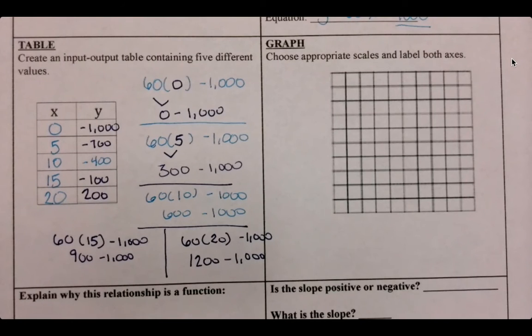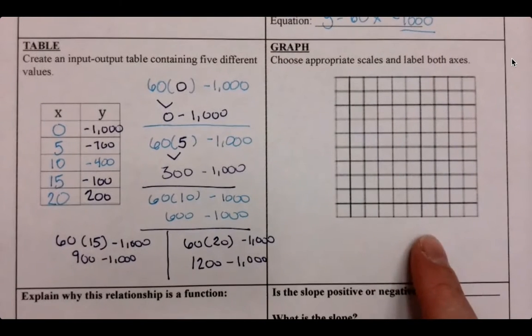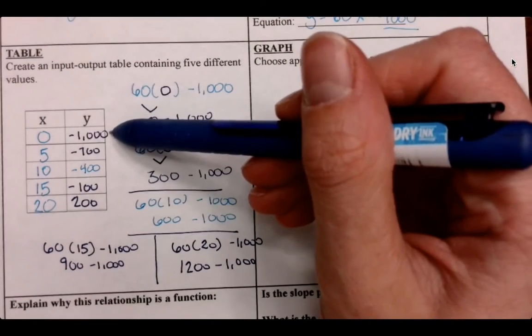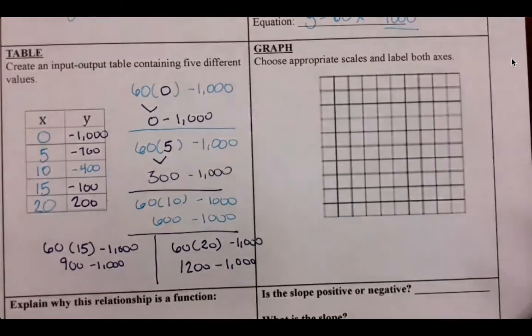All right, so now that we have that, we need to graph it. And you notice how there's no x-axis, there's no y-axis, right? Like nothing is on here. So what we're going to look at is our y first. That's going to go up and down. Well, I need to go from negative 1,000 to 200.